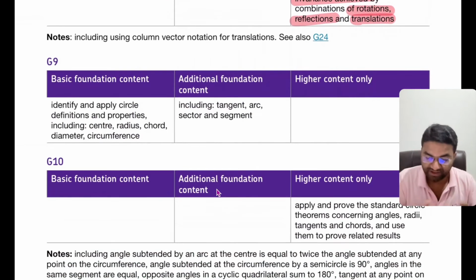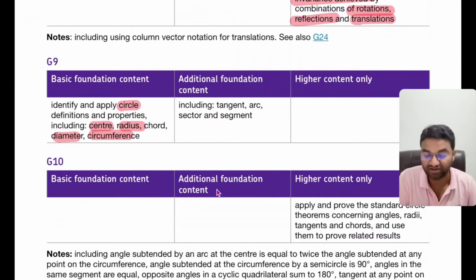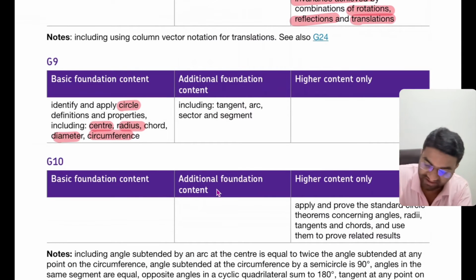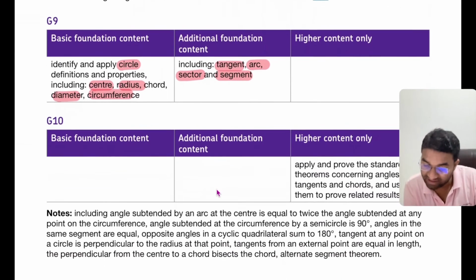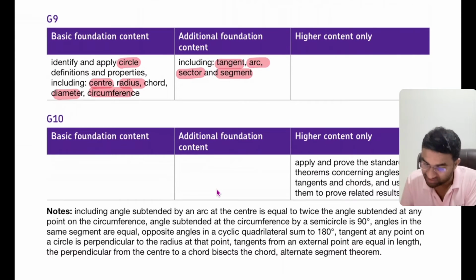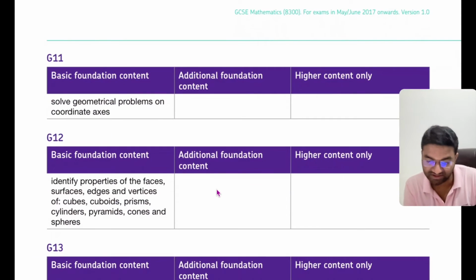Okay, so next part, for circle, we have to understand center, radius, chord, diameter, circumference. These topics are there. Along with that, we have to understand tangent, arc, sector, segment, their area, the length of the sector. Fine, then the concerning angle, radii, tangent, chord, related theorems are there. Okay, so we will discuss them once we start the topics.